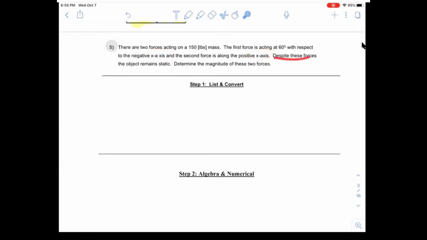Okay, so despite these forces, the object remains static. Determine the magnitude of these two forces. All right, so let's take a look. So I got this mass. It's a 150-pound mass. And the first thing I'm going to do is place it on the x and y coordinate system. Okay, so we have to do a force diagram.